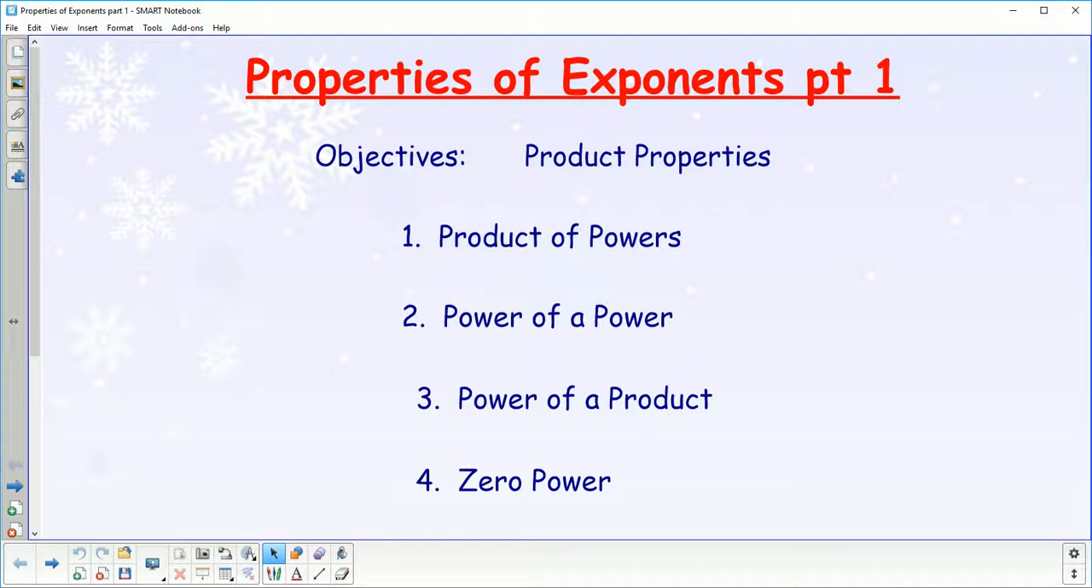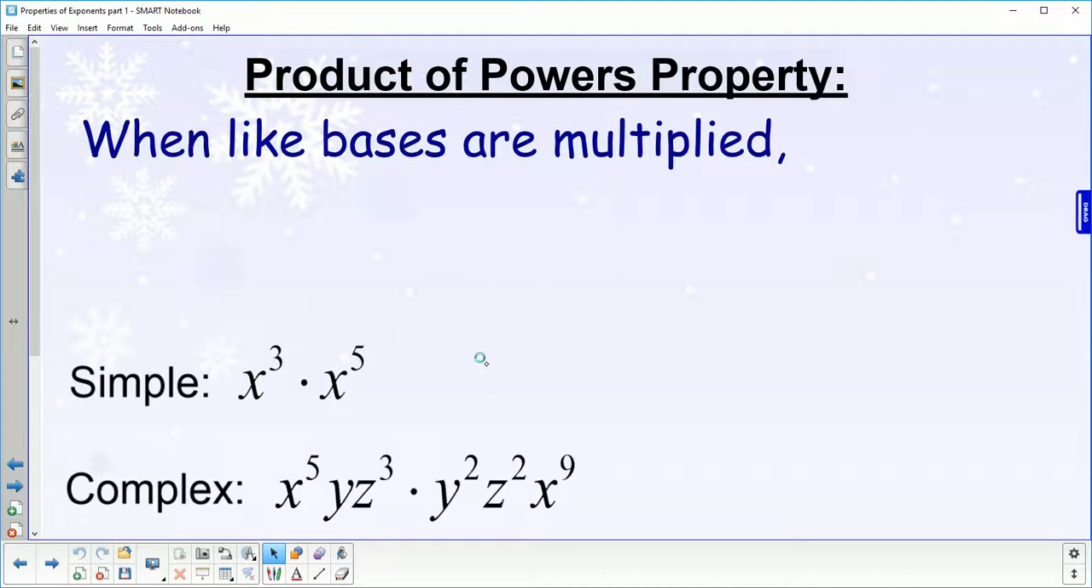Okay, Common Core Algebra 2. So we are starting with Chapter 5 now, which is going to be all about polynomials. And before we do that, we're going to cover 5.1 in two parts, which is going to be all about exponents. So in the first part here, we're going to talk about the product of powers, power of power, power of product, and the zero power property. So we'll have four properties that we'll cover in this first video.